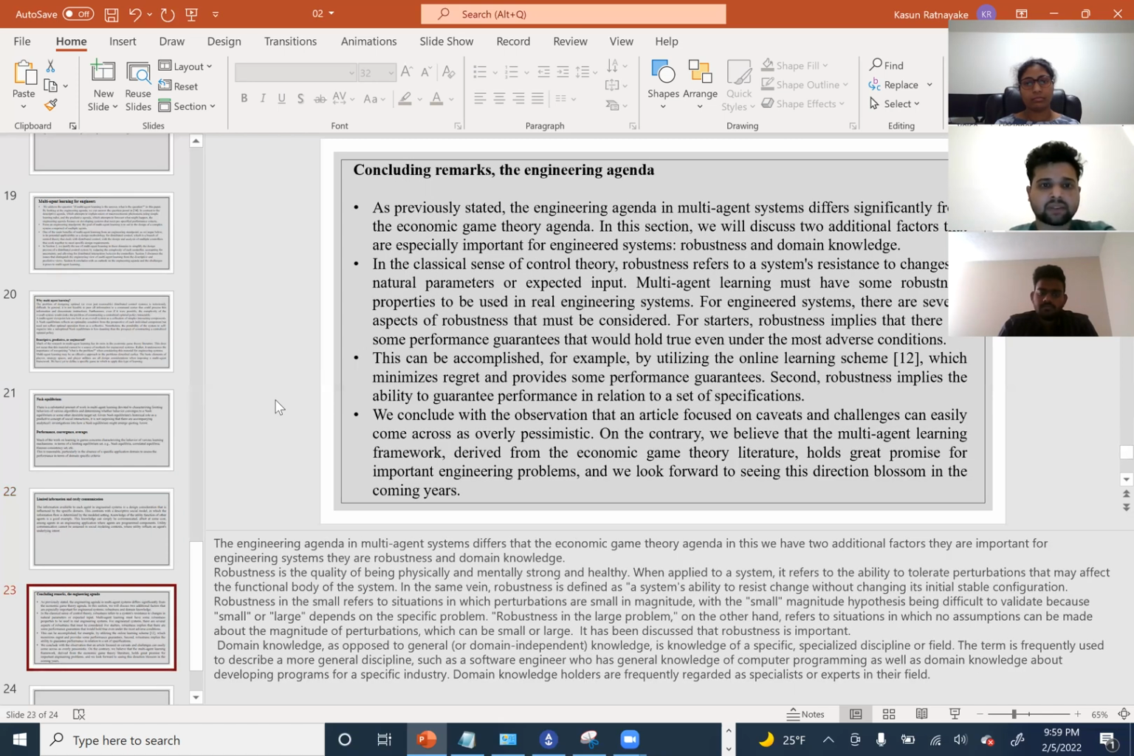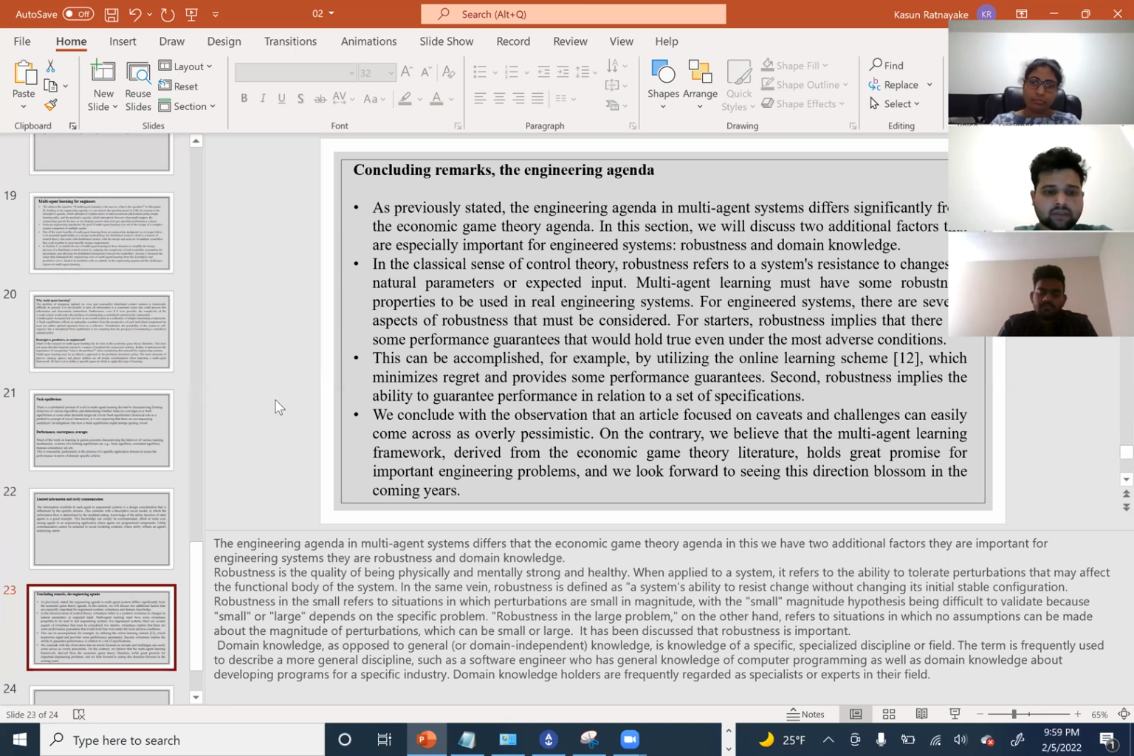And coming to concluding the remarks, the engineering agenda. The engineering agenda in multi-agent systems differs from the economic game theory agenda. In this, we have two additional factors that are important for engineering systems. They are robustness and domain knowledge. Mainly, these two factors are used in the engineering agenda.